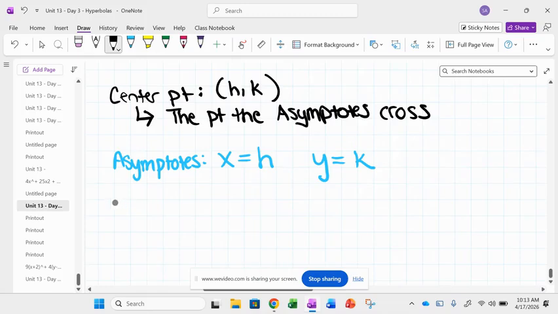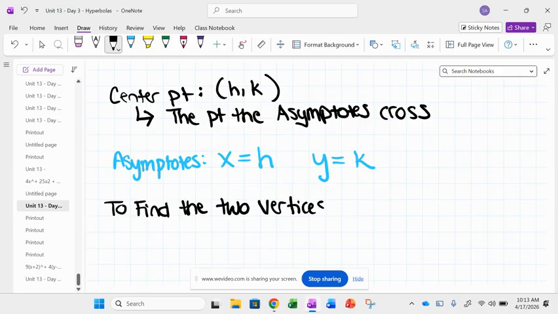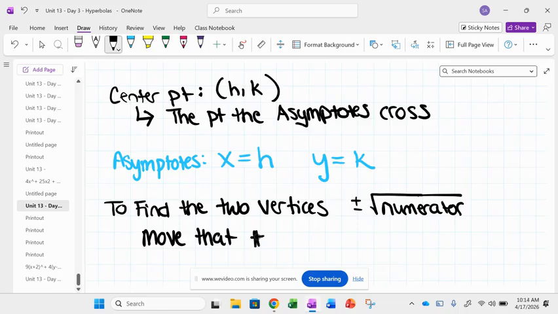Okay, now to find the vertices. To find the two vertices, what you're going to do is plus minus the square root of the numerator. And then whatever that number is, move that number from the center point. This will all make sense once we actually do a problem.